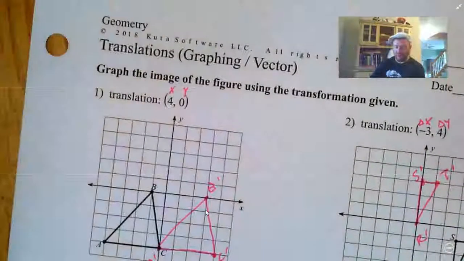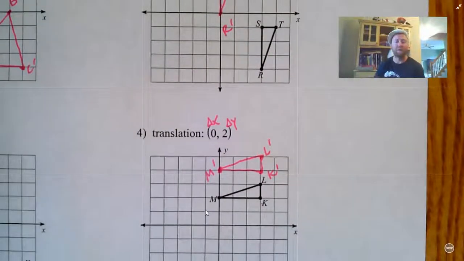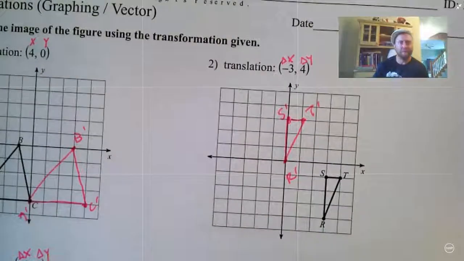If your delta X is 0, you're not moving left or right at all. You're just moving straight up or down. I suppose if your delta X and your delta Y were both 0, you wouldn't be moving at all. What would be the point in that? Good luck.